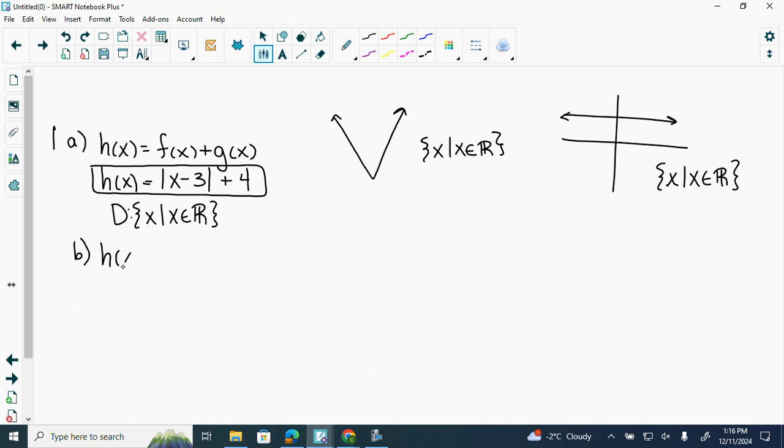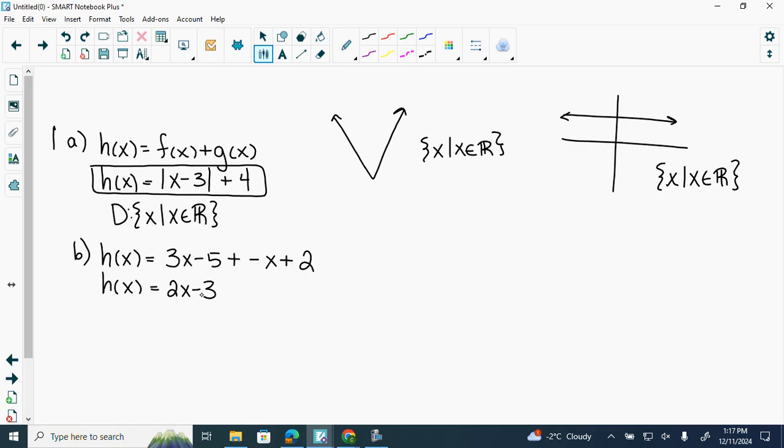h of x. h of x equals 3x minus 5 plus negative x plus 2. So f plus g is negative x plus 2. That's me adding the two functions. Is there anything I can do? Clarify terms. So h of x equals 2x minus 3. That's a linear line, and I know that its domain is going to be x is an element of the reals. We agree? But let's prove it by the other pieces.